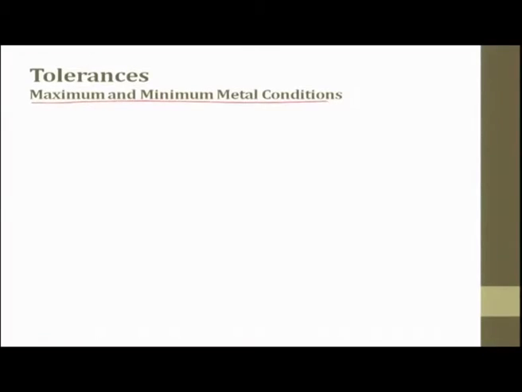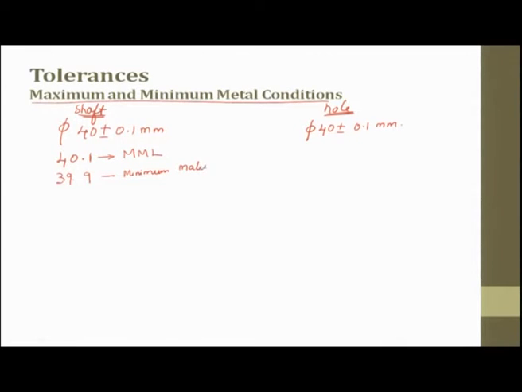Now, let us move to the next topic, which is maximum and minimum material condition. Okay. So, let us take a shaft, diameter 40 plus or minus 0.1 millimeter. Let us take a hole, diameter 40 plus or minus 0.1 millimeter. So, what are the 2 possibilities? It can be 40.1 and this can be 39.9. So, this is called the maximum material limit for a shaft, and this is called the minimum material limit.